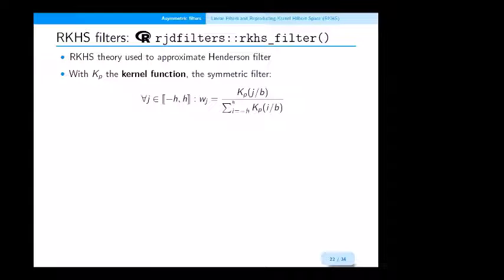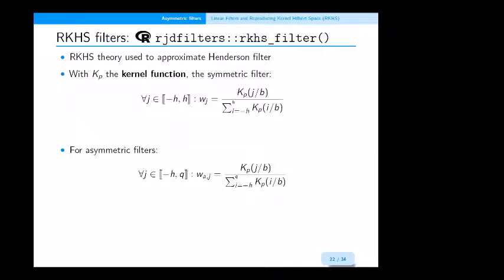There is also a second method based on the reproducing kernel Hilbert space theory. I won't go into details, but the idea is that you can build a function called the kernel function that will allow you to directly derive the coefficients associated with your symmetric filters after some normalization.